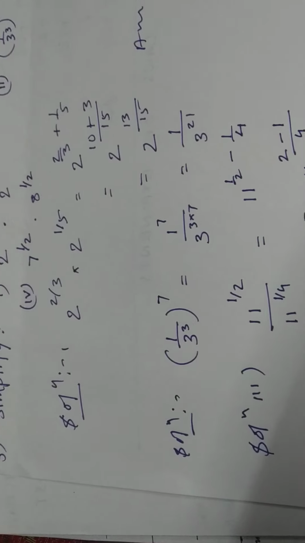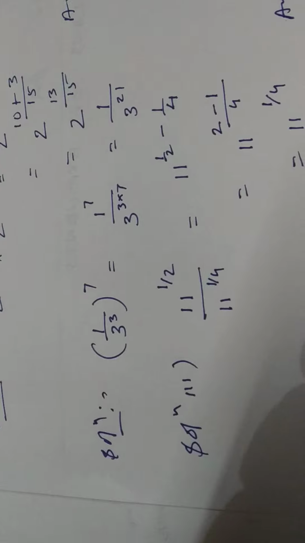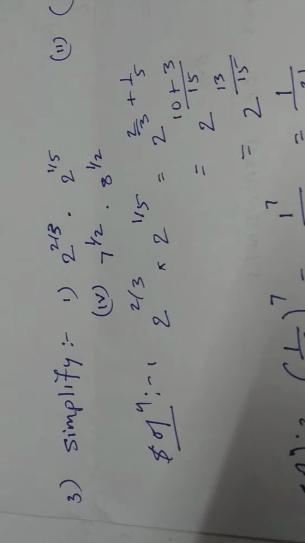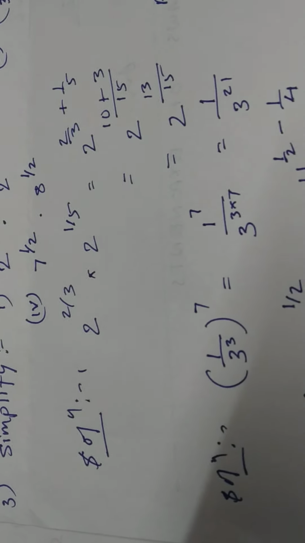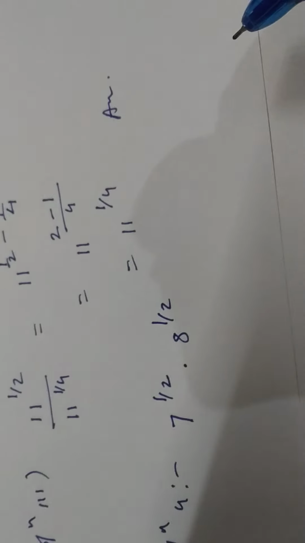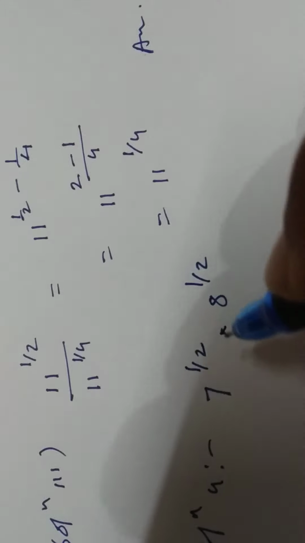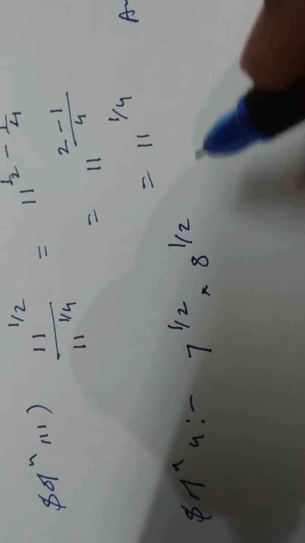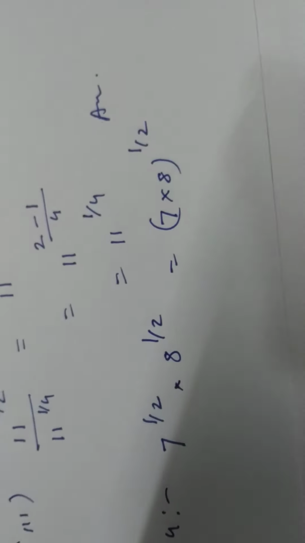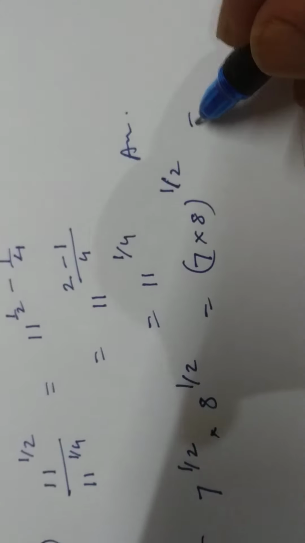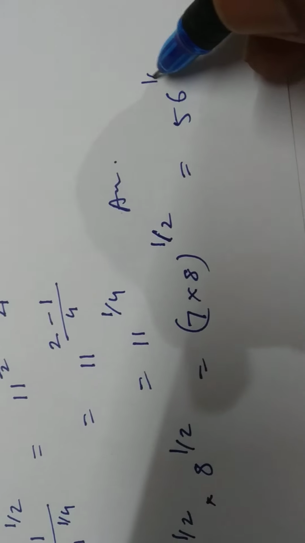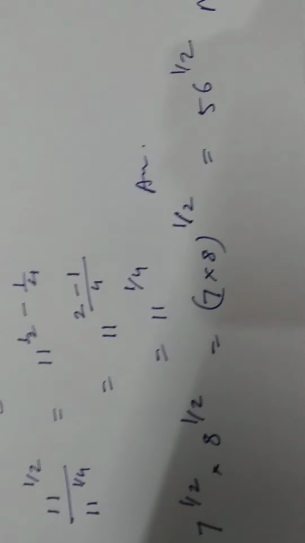Okay, come on, I think I should do it because this is the fourth question. Solution of the fourth question. What is the fourth question? It is 7 power 1 by 2 into 8 power 1 by 2. The laws of exponents say that if the bases are different and the power is same, you multiply 7 into 8, power same, 1 by 2. 7 8s are 56. 56 power 1 by 2. That is your answer.